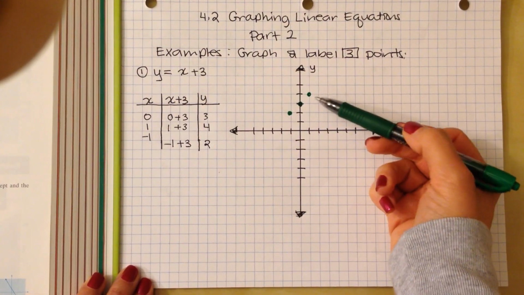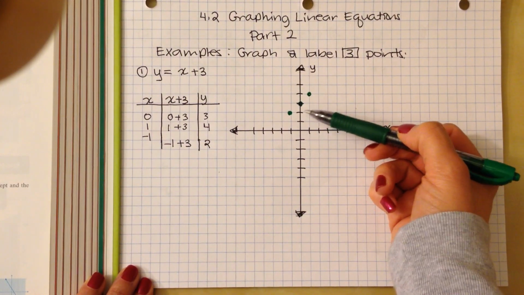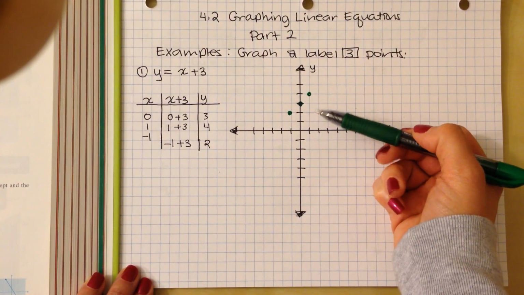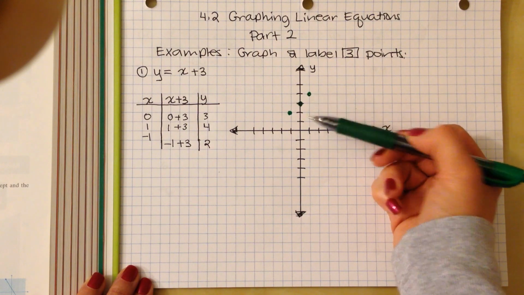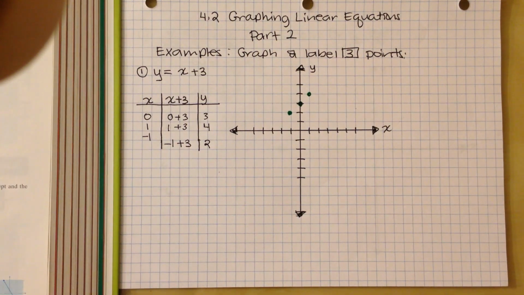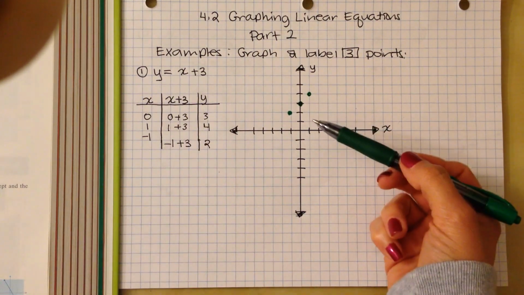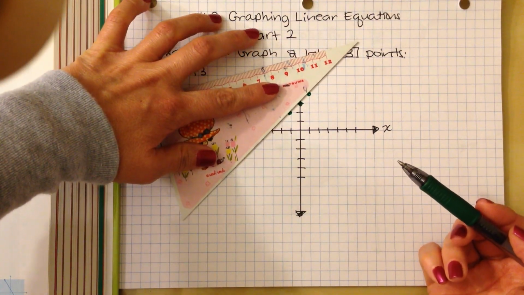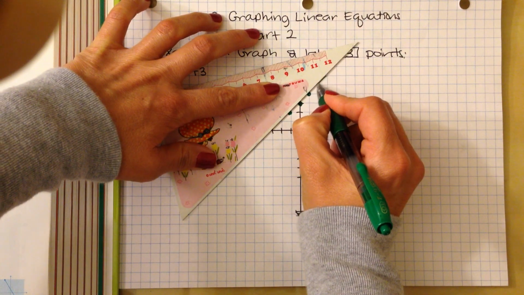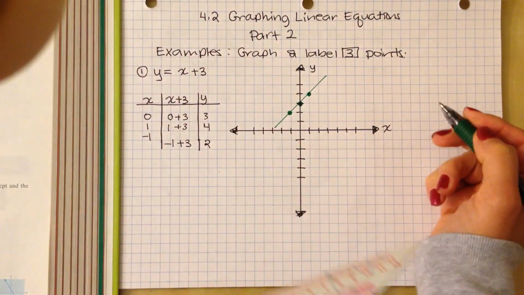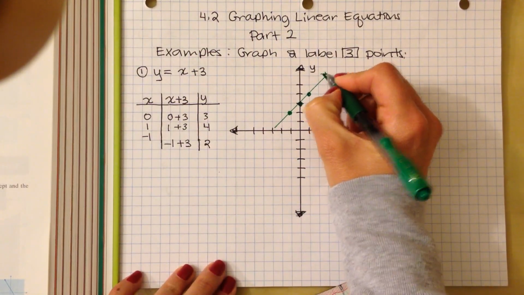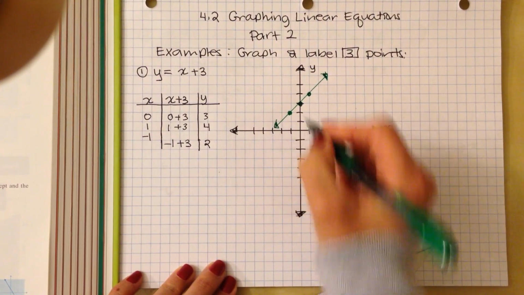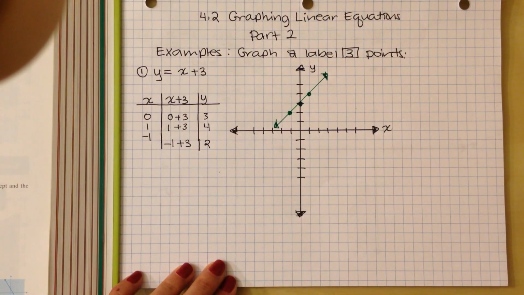Make sure that the 3 points line up. They should always line up. If you make a mistake, then you'll know because the 3 points will not line up. And the last thing you want to do is make sure you connect your points with a straight line, and then put arrows at the end of our graph like this. So that's our first example.